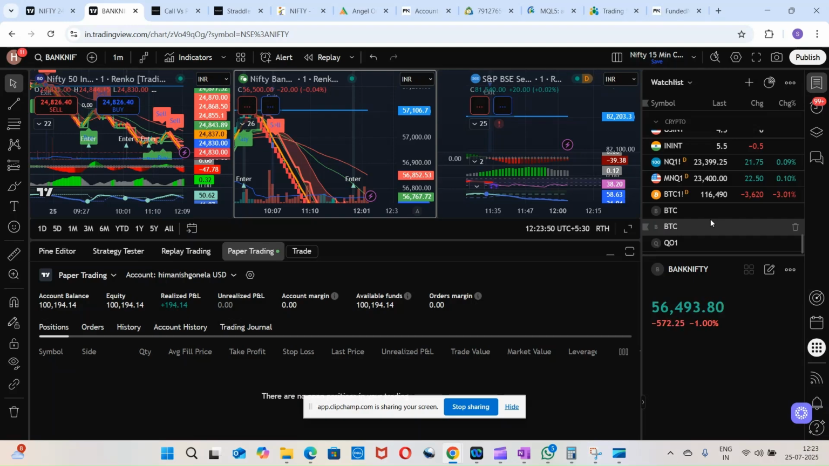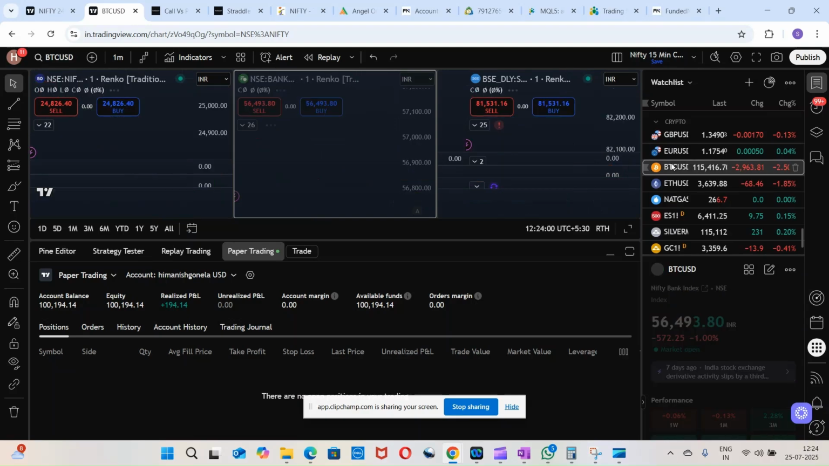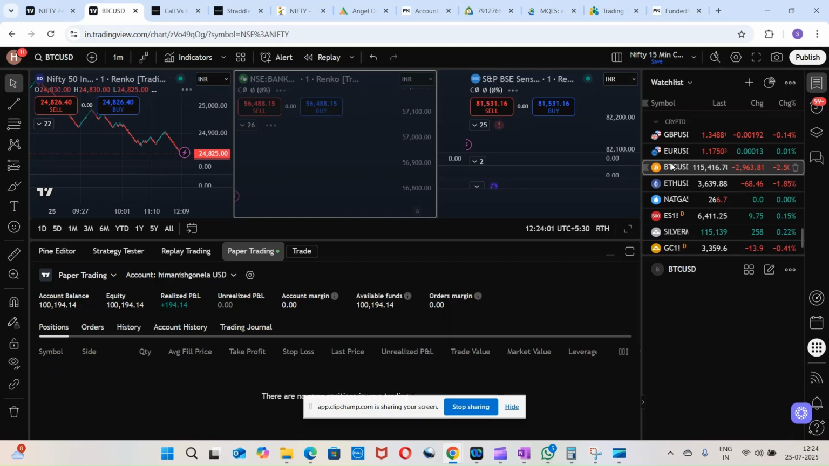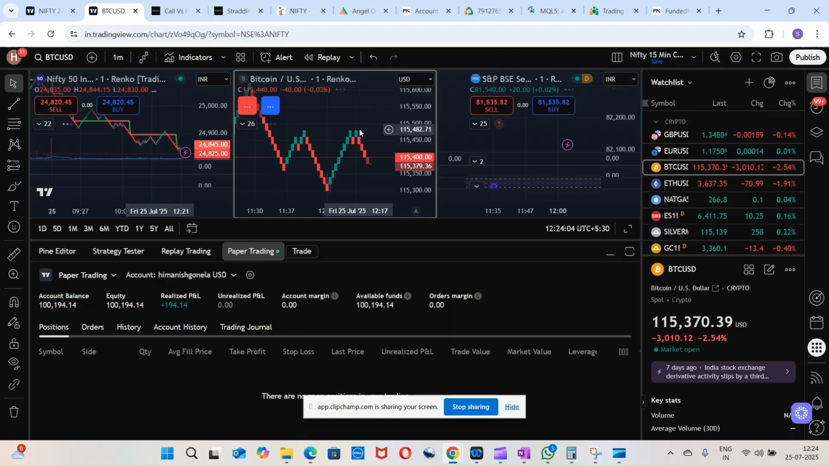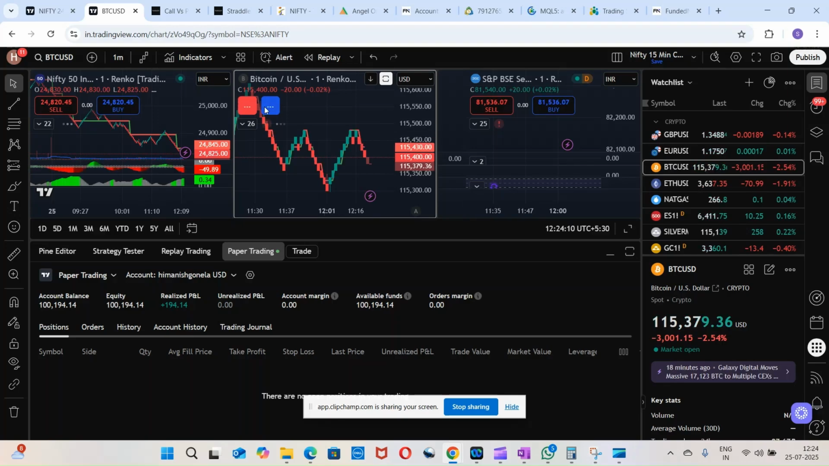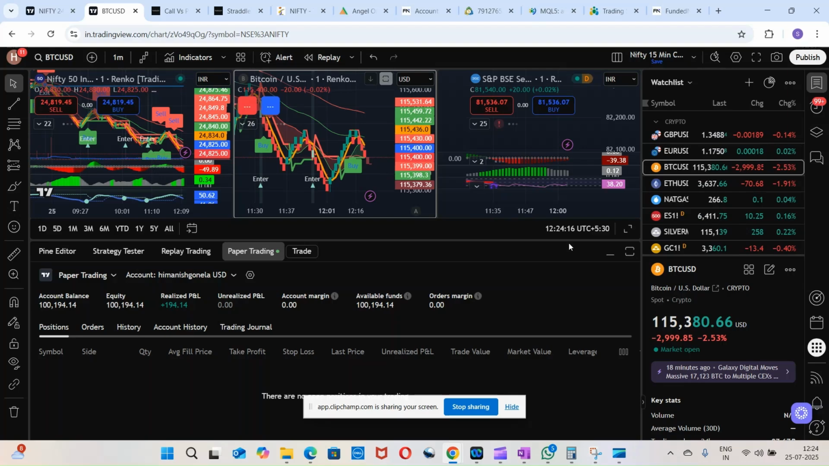So this is the Bitcoin, which is delayed. Then we have Bitcoin USD. This is the one, Bitcoin USD. So you can trade this so that you get practice. Here you will have a buy and sell. Once you click on this, you'll get a buy and sell, and then you can execute that order. So this is how you can practice international markets.